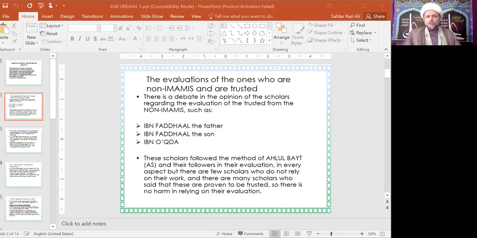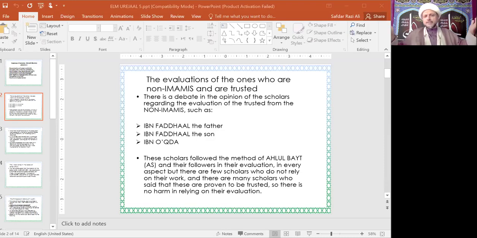These scholars followed the method of Ahl al-Bayt, peace be upon them, and their followers in their evaluations in every aspect. But there are a few scholars who do not rely on their work. And there are many scholars who said that these three are proven to be trusted. So there is no harm in relying on their evaluation.